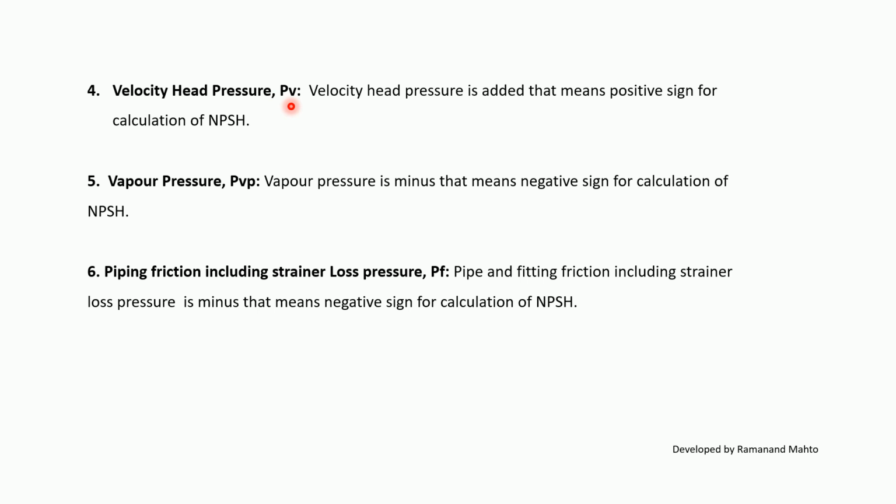Velocity head pressure, that is PV, is added, that is considered as a positive sign for calculation of NPSH. Vapor pressure, PVP, vapor pressure is minus, that means negative sign for calculation of NPSH. Piping friction loss, including the strainer pressure loss, that is PF. Pipe and fitting friction loss, including strainer loss, is considered minus, that means negative sign for the calculation of NPSH.